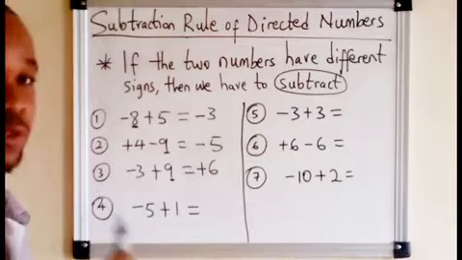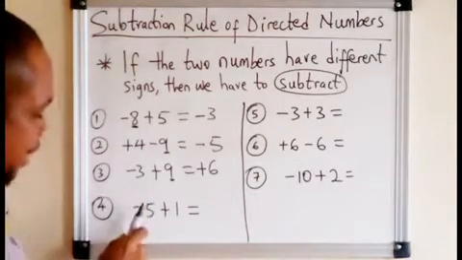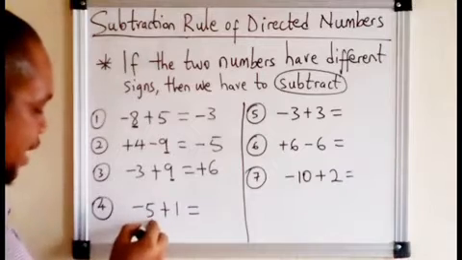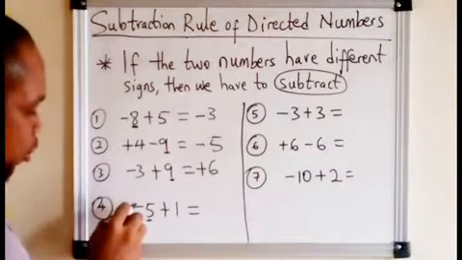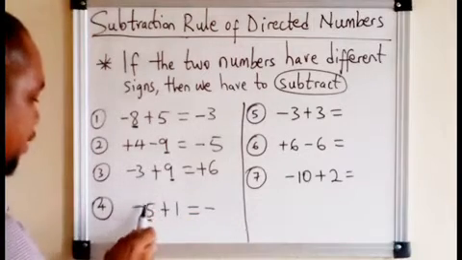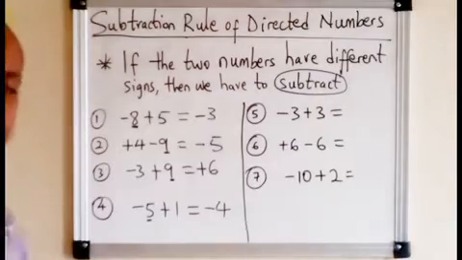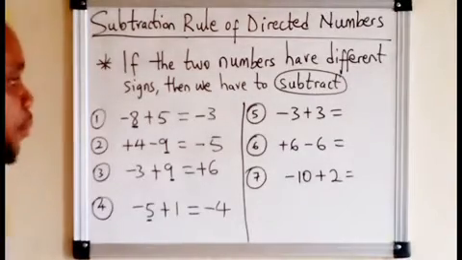But the first thing we have to do before subtracting is to find the bigger number. The bigger number here is 5. So we select the bigger number and choose the sign of the bigger number and attach it in our answer. Then use the 5 to subtract 1. 5 minus 1 is 4. So our answer becomes minus 4.